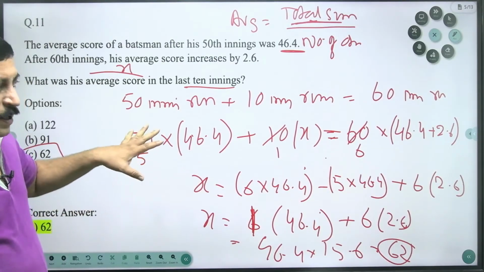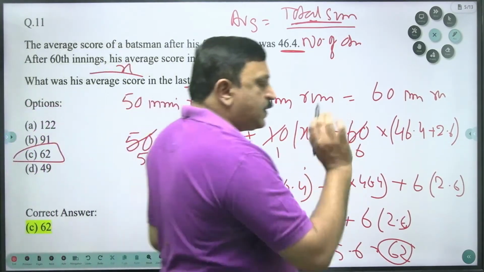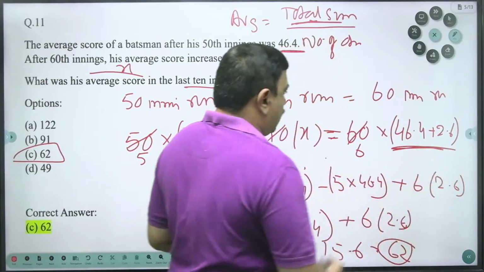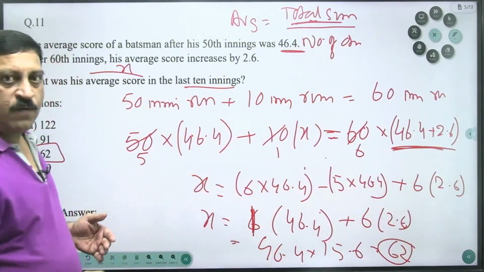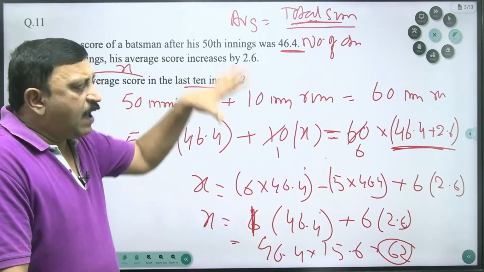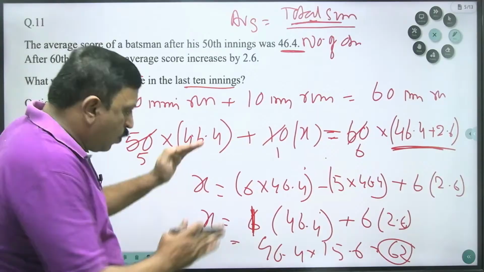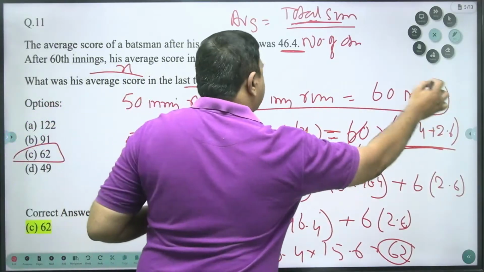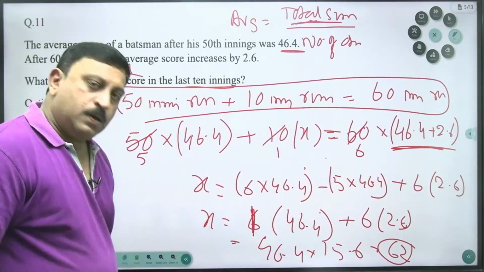Right here, I didn't add this one. I divided this confidently and got the answer directly. Average is this simple. Only this calculation part is there, and you have to keep this in mind. Okay, done.